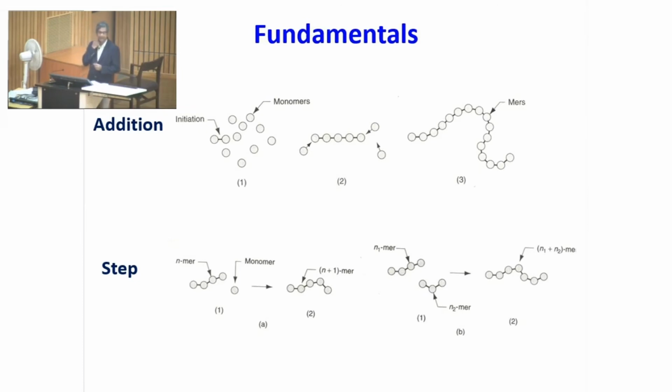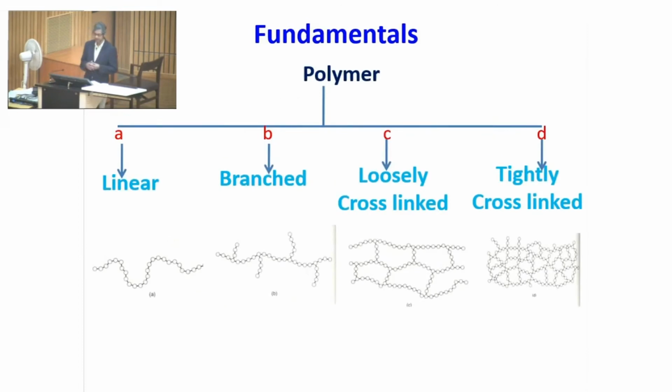So fundamentally, different polymers can be produced by both these techniques, addition polymerization or step polymerization, and this is very commonly available routinely. Chains in polymers can be of different types based on how you produce them. There can be simple linear chains as you see here, or they can also be branched like this or this or this.